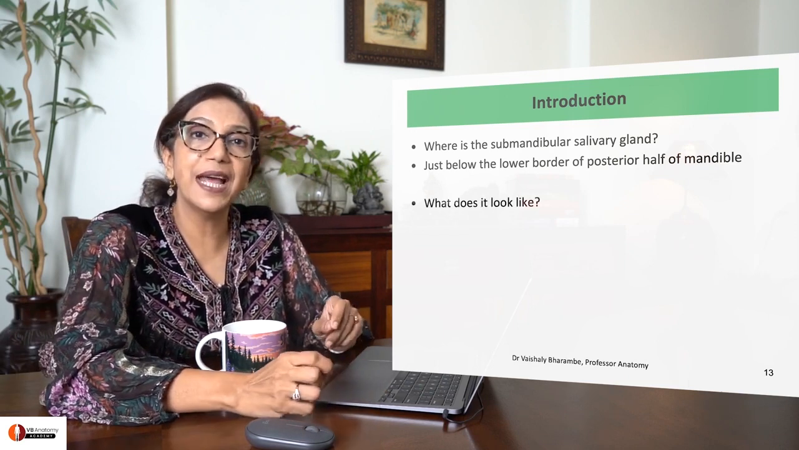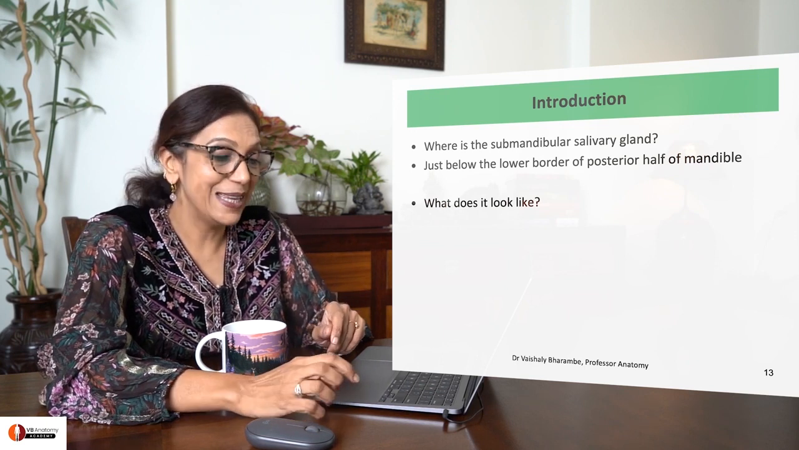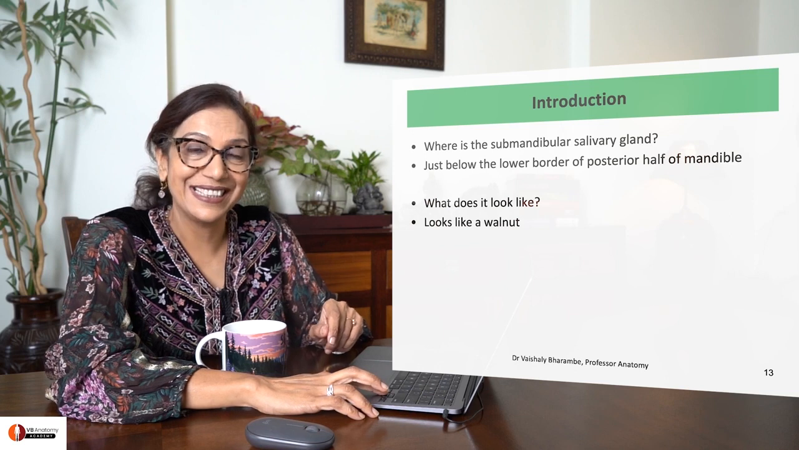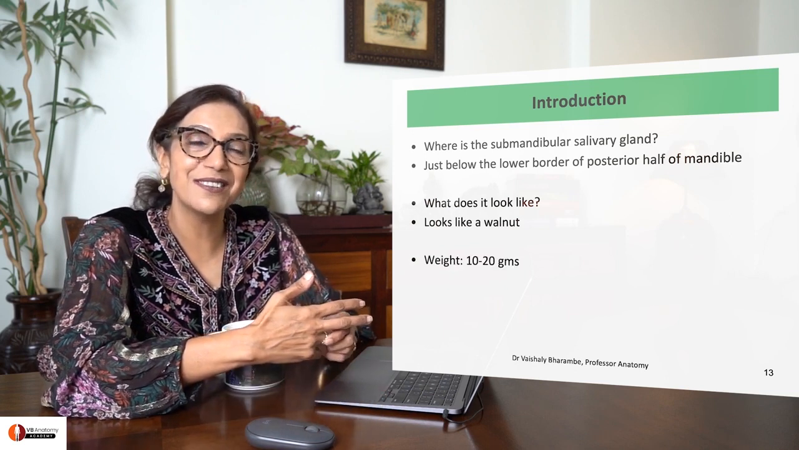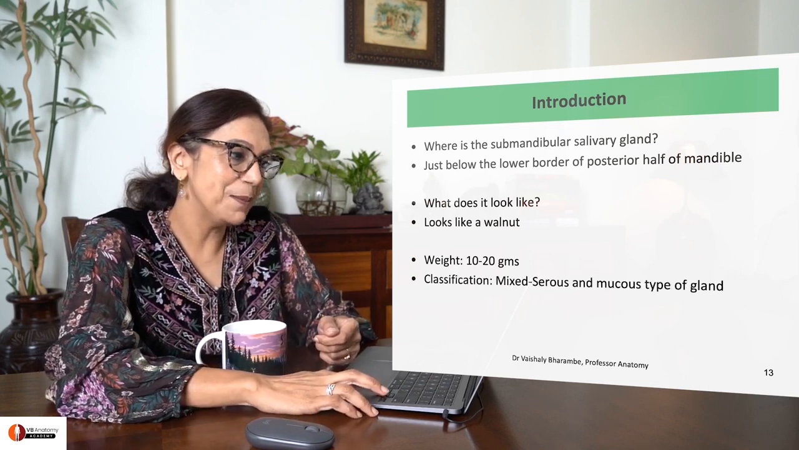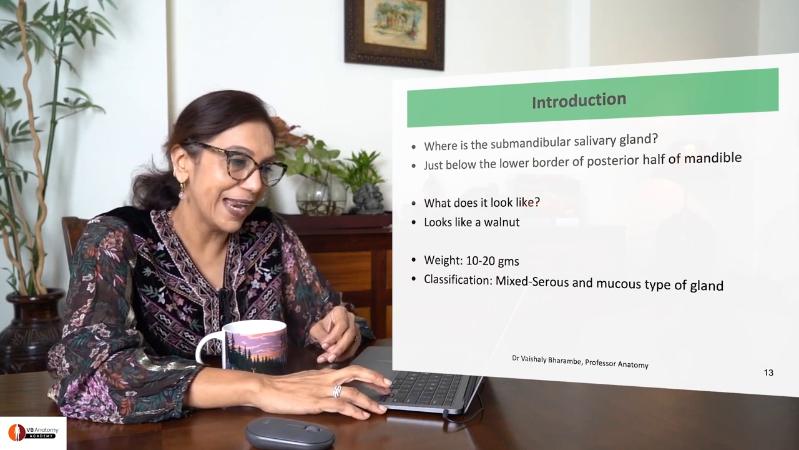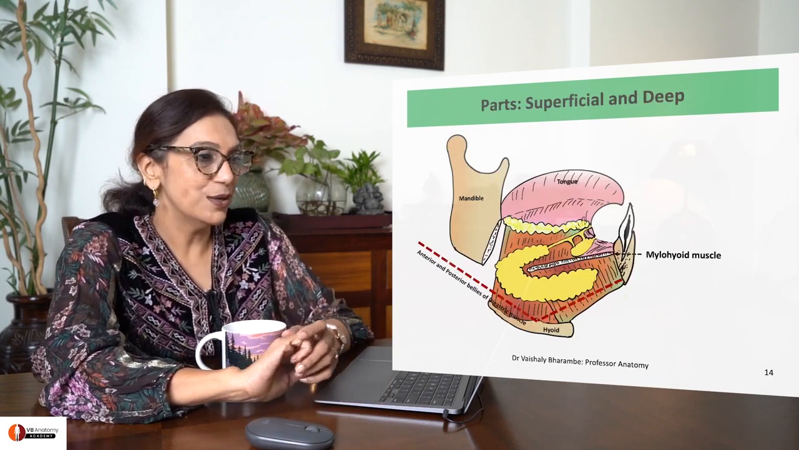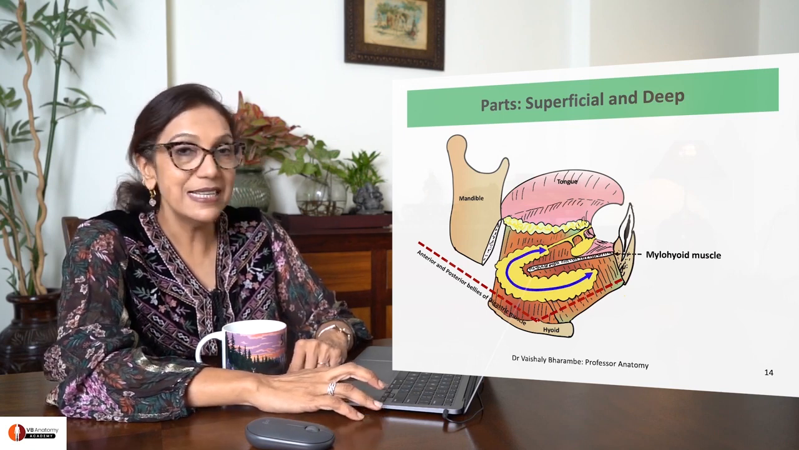What does it look like? Can you tell me what it looks like? Yes, it looks like a walnut. And these are fun facts that just make anatomy interesting. It weighs about 10 to 20 gram and is classified as a mixed serous and mucus type of gland. Right. So now take a look at this image and you can see that this is the gland.